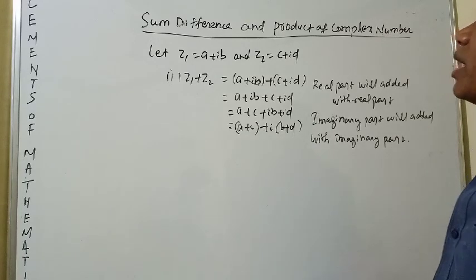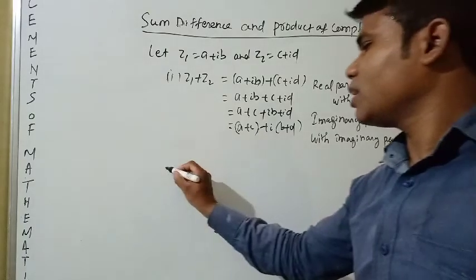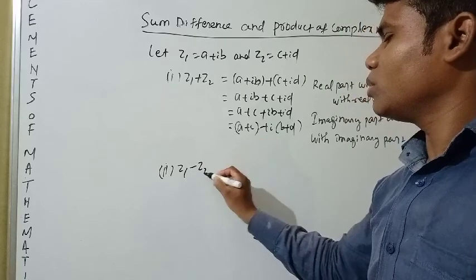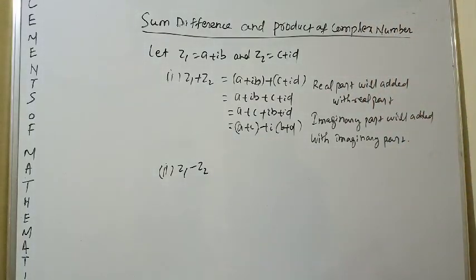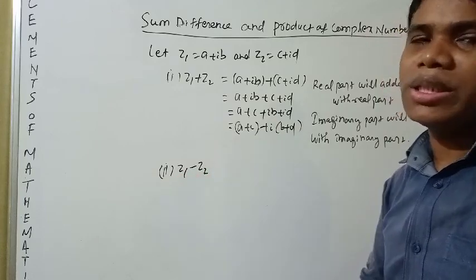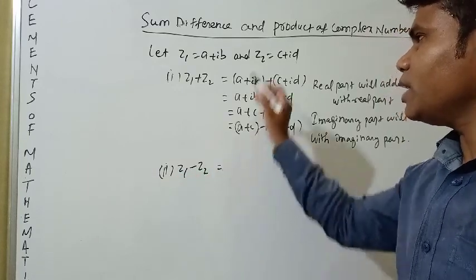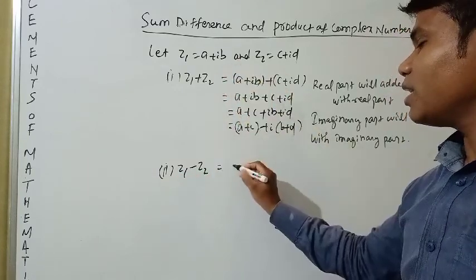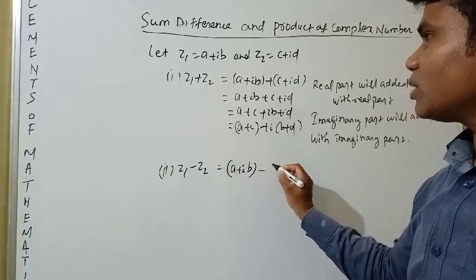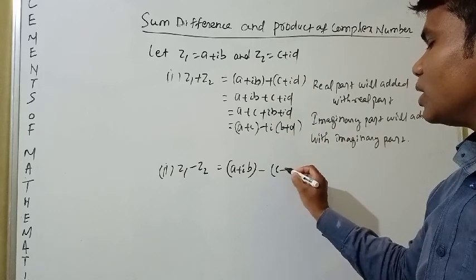Next you see difference of the complex number. Second you see Z1 minus Z2. Z1 minus Z2 means the difference of two complex numbers, one is Z1 and another one is Z2. You see Z1 is equal to A plus IB, minus Z2, which is equal to C plus ID.